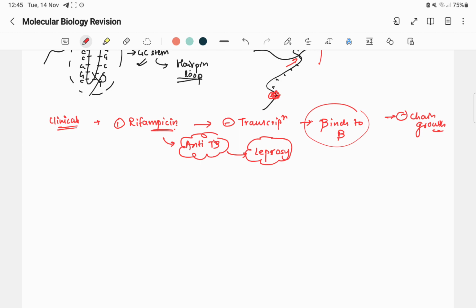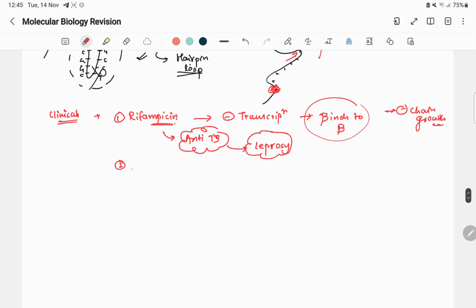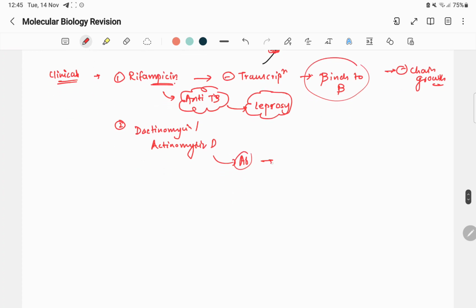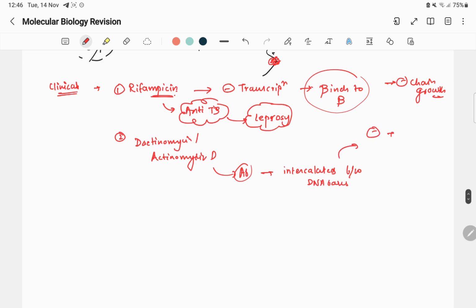Afterwards we have another clinical, the drug dactinomycin or actinomycin D, which is basically an antibiotic. This antibiotic intercalates between DNA bases and inhibits transcription initiation. It is inhibited from the initiation.